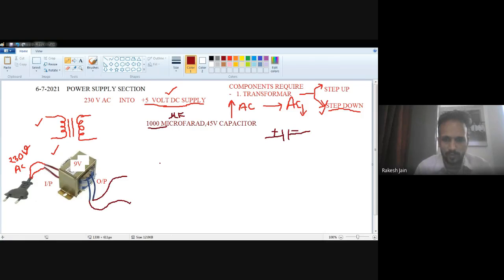I am just showing you the image. This is the basic symbol of a capacitor which is in front of you. Two parallel lines are there. Now I am coming to the image of a 1000 microfarad capacitor. When you purchase it from the market, how will a 1000 microfarad capacitor look?